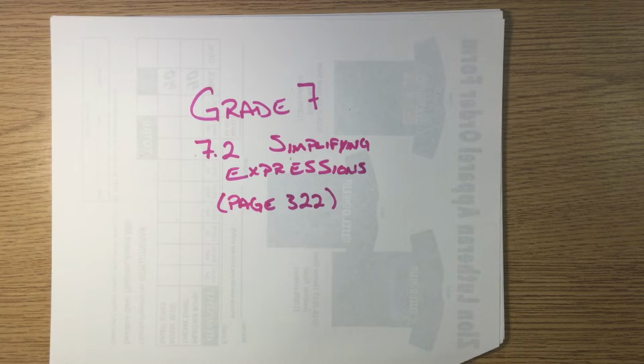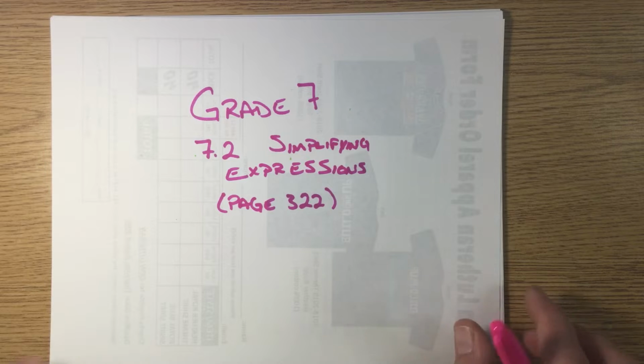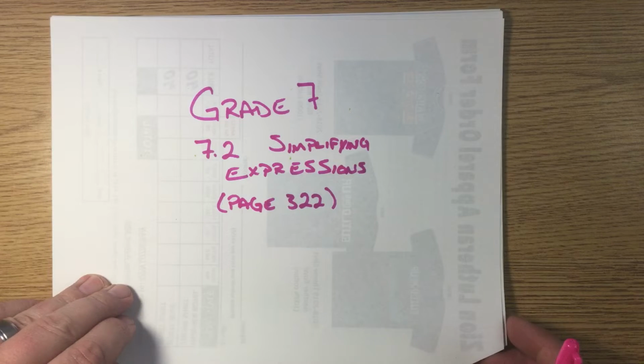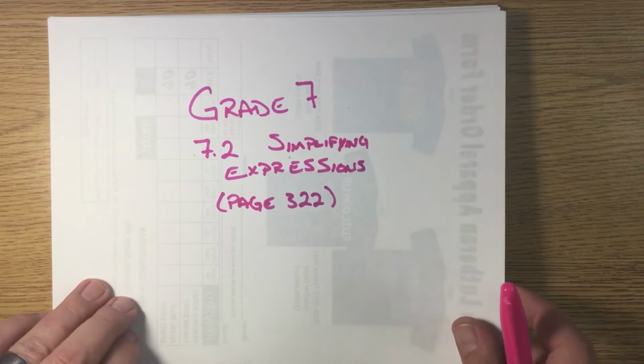Hello, 7th grade math. Today we are in lesson 7.2, simplifying expressions. Before we get too far into it, we need to determine what is an expression and what does it mean to simplify it. That's the whole point of this lesson. But there's a lot of vocabulary in here that we really need to address before we get too far.